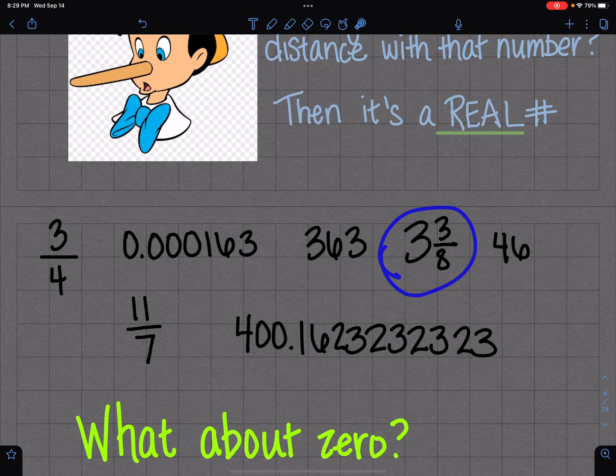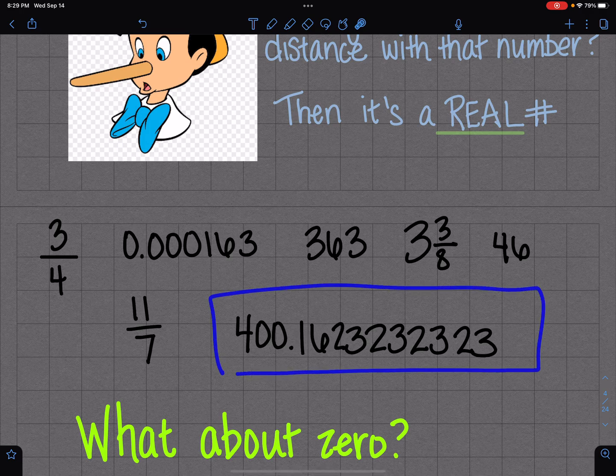3 3/8, yeah, we do that all the time when we're measuring things around the house or bolts or things like that. It might be 3 3/8 of an inch. 46, obviously, yes. Even a fraction, yeah, you could count that as a distance. It might be 11/7 of a centimeter or something. And so all of these are real numbers.